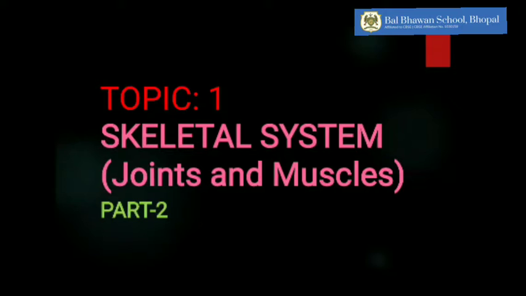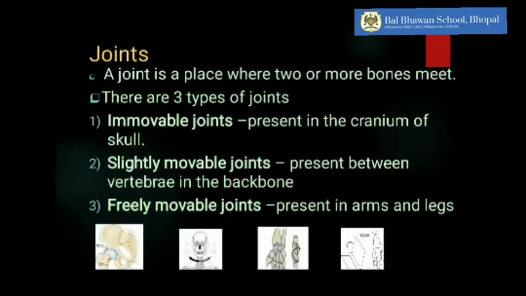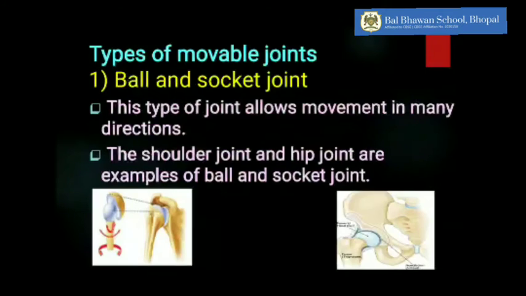Now children, do you know what are joints? Yes? Think about it. A joint is a place where two or more bones meet. There are three types of joints: immovable joints or fixed joints present in our cranium, slightly movable joints present in the vertebrae in our backbone, and freely movable joints which are present in our arms and legs.